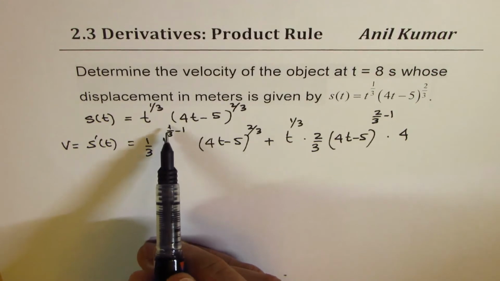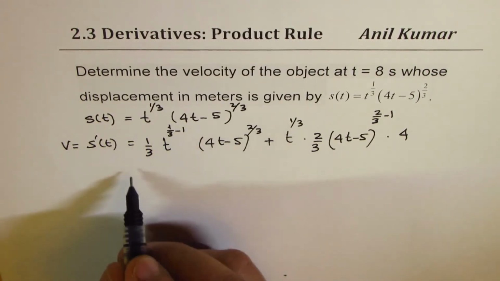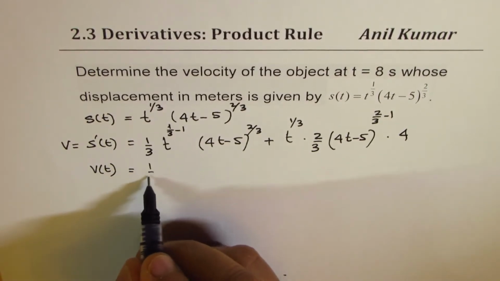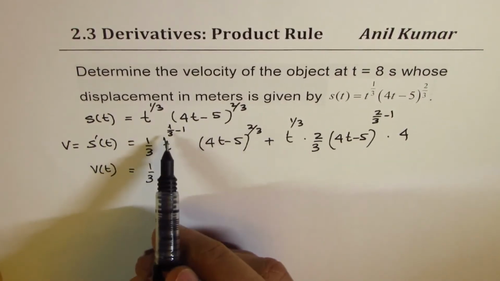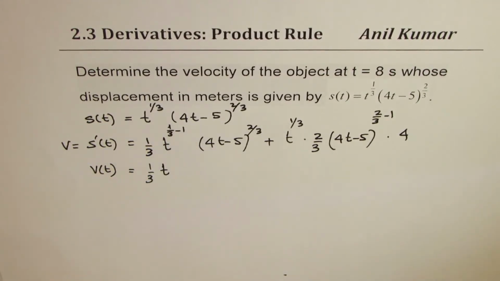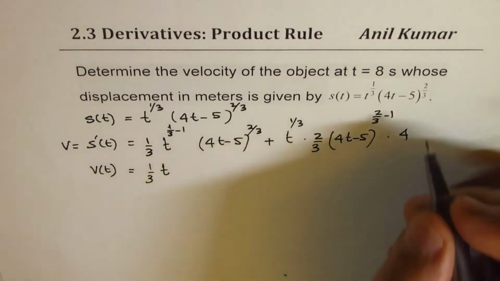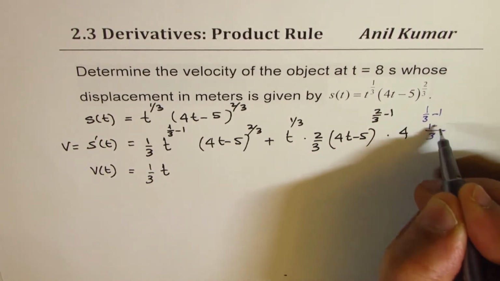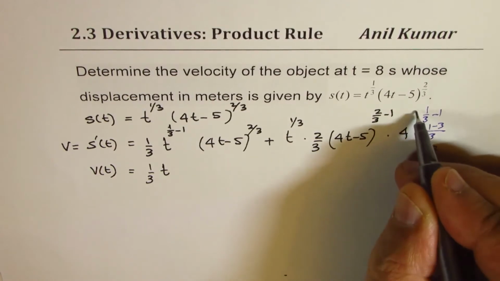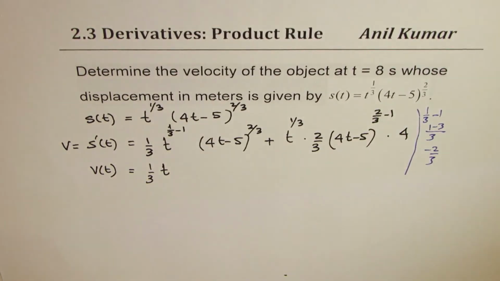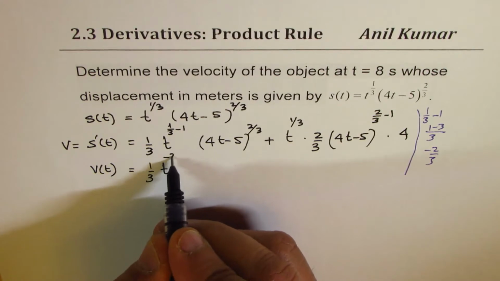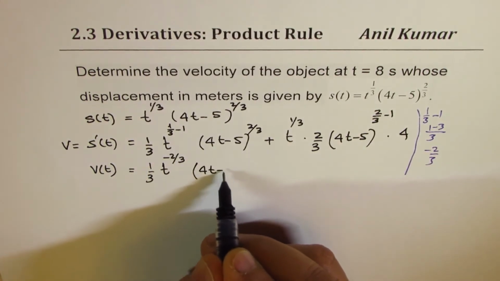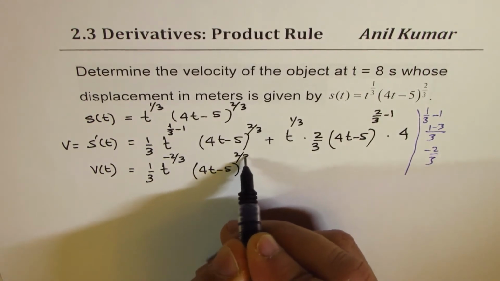Now let's do this. 1/3 minus 1 is what? So we have velocity as a function of time now. So it is 1/3 t to the power of, so when you take the common denominator, let's do it separately. So 1/3 minus 1. When you take the common denominator, you get 1 minus 3, which is minus 2 over 3. Do you see that? So that is minus 2/3. So t to the power of minus 2/3. And we have this function, which is (4t minus 5) to the power of 2/3.